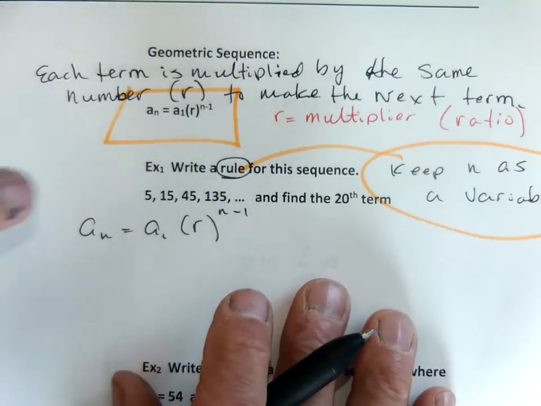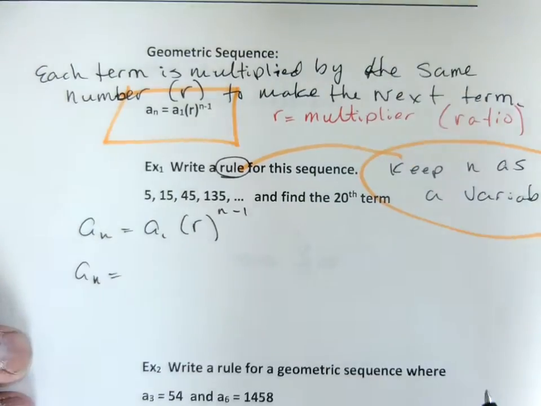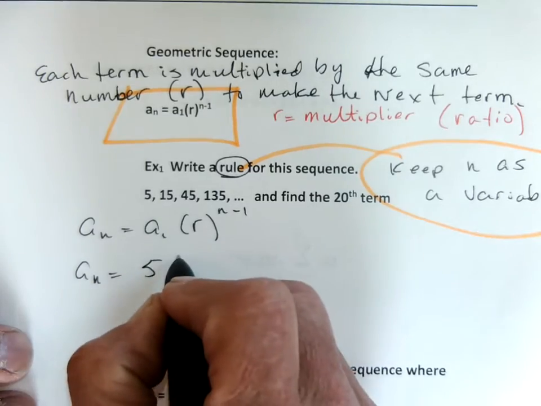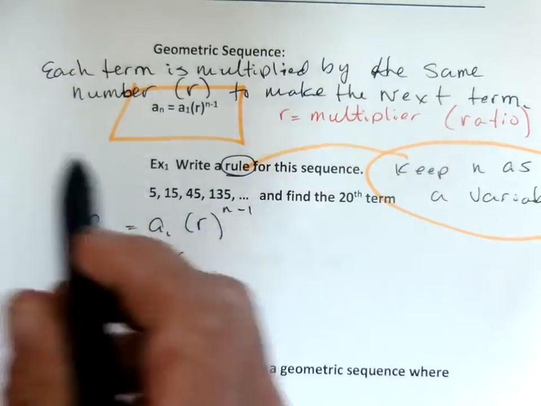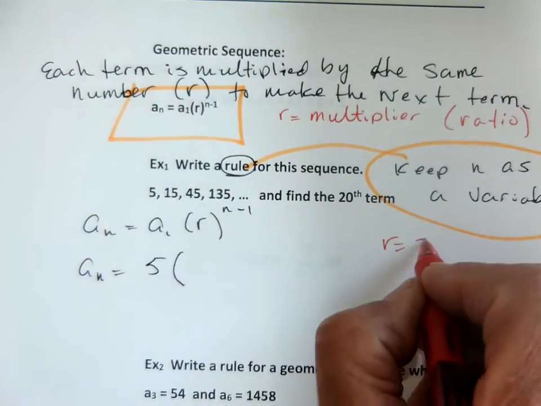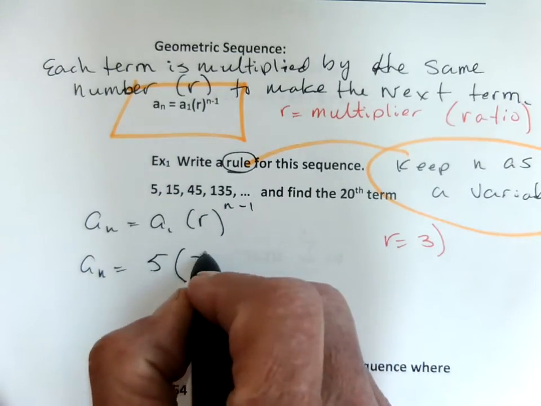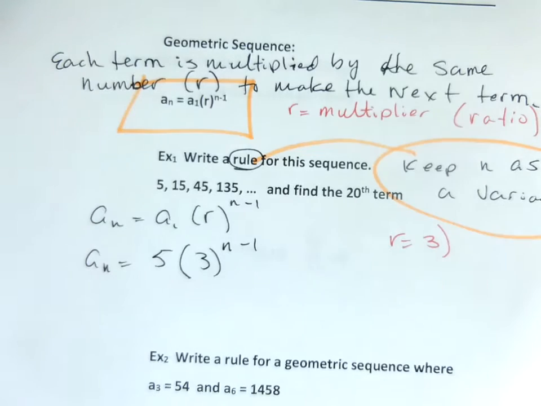So I'm going to make a formula that fits this by starting with A of n equals A1, which is the first term, which is 5, times my multiplier. Now, what's our multiplier in this case? What's our ratio? What do you guys notice? Yeah, we're multiplying by 3, so the ratio is 3, right? Everybody agree with that? So I'm going to go 3 to the n minus 1 power. Now, do not make this a 15. This is not 15 to the n power.